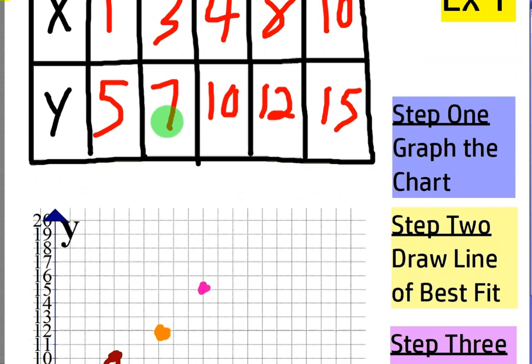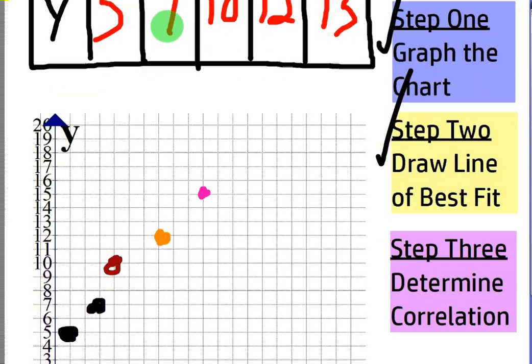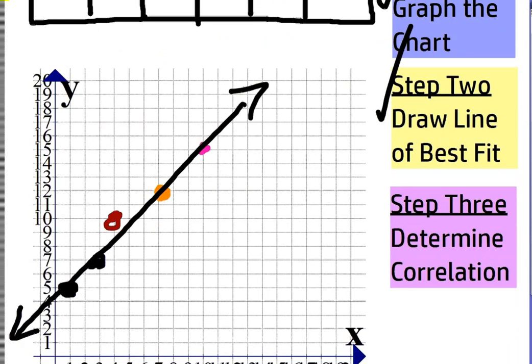Okay, so the first thing I just did, the first step, was to graph the chart. Next, we're going to draw our line of best fit. Not everybody's line of best fit is going to be the same on the worksheet because it's really hard. You're kind of guesstimating, right? But for this one, it didn't cross that burgundy point, but it's pretty close, right? That's why it's called the line of best fit.